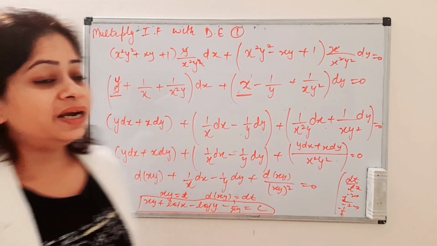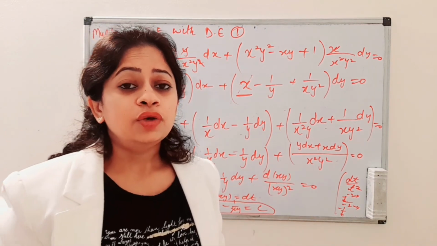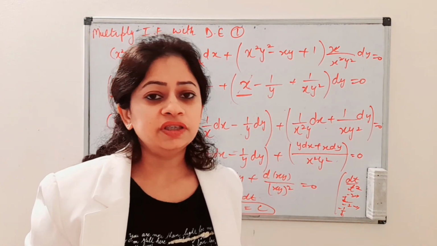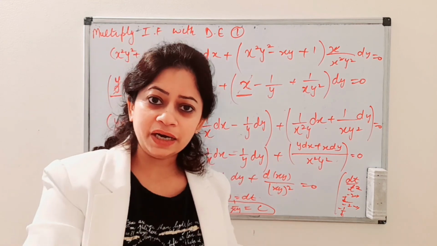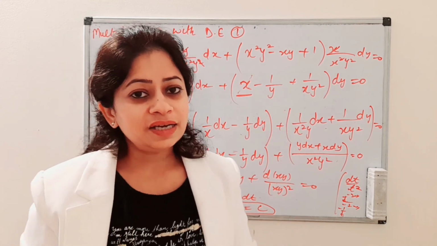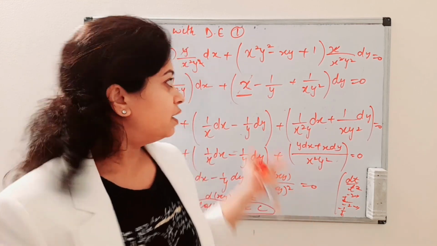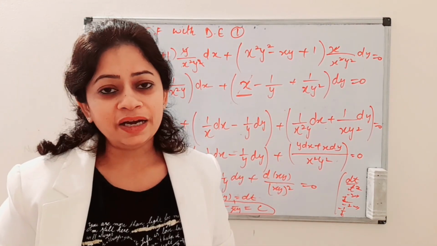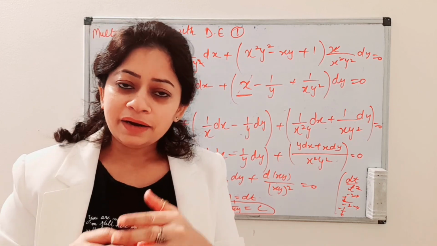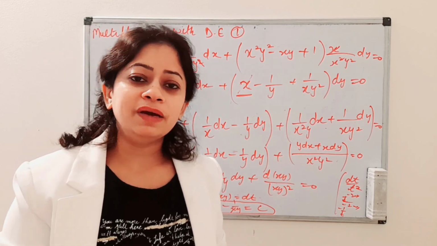I hope you are getting it. It is very simple. Whenever you have a differential equation, you just need to check whether it is exact or not. If it is exact, we will solve it. If it is not exact, we will find an integrating factor. And this was the second method of finding an integrating factor. In our next video, we will continue with the third method.